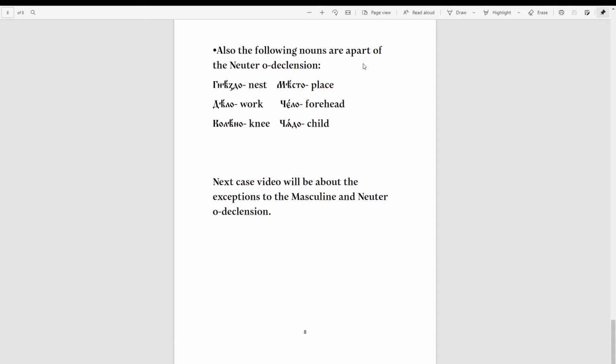And here are the following nouns that are part of the neuter o-declension as well. Gnazdo, which means nest. Thalo, which means work. Kolano, which means knee. Masto, which means place. Cello, which means forehead. And cendo, which means child.